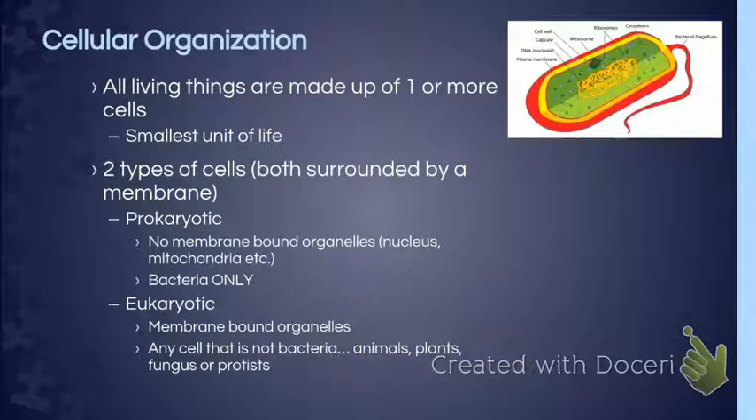Eukaryotic cells have membrane-bound organelles. Cells with membrane-bound organelles, they're a little bit bigger, a little bit more complex. It's any cell that is not a bacteria, so animals, plants, fungus, and protists. And that's kind of interesting because those are the 4 kingdoms of the eukaryotic domain.